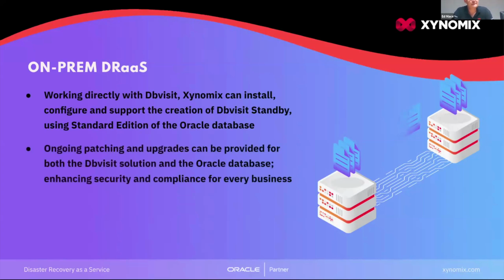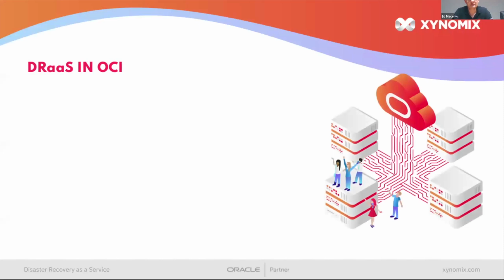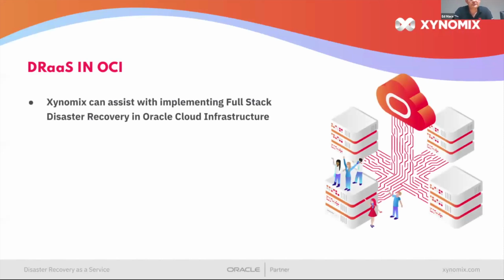Once it's installed, we can maintain it. So we can make sure that the updates and the patches are applied to the Dbvisit solution to ensure integrity, to ensure security, to make sure that everything is compliant and that it's working as it should. And then in combination with our monitor, it means that we can highlight any issues to you. We can take responsibility of the failover, again in a P1 scenario, between the primary and the standby databases, as well as performing these periodic switchovers, just to give you that reassurance that everything is in place, worst case scenario.